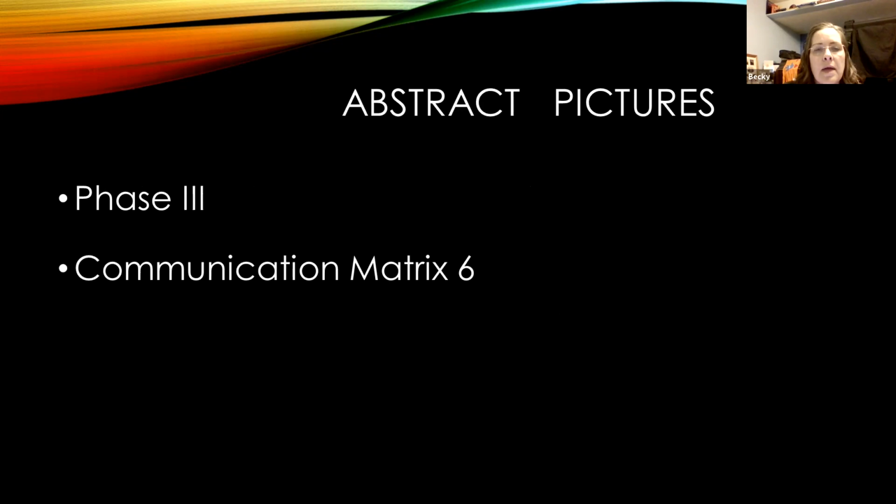So, abstract pictures. Our students have to be in phase 3 to really understand, to generalize and to understand what abstract pictures represent. And they need to be on level 6 of the communication matrix. Let's think about that for a second, because what's the first thing we give our students with CVI who don't talk and who don't have a formal level of communication? We load them up with Boardmaker pictures. And usually those are our students who are in phase 1, high phase 1 and phase 2.